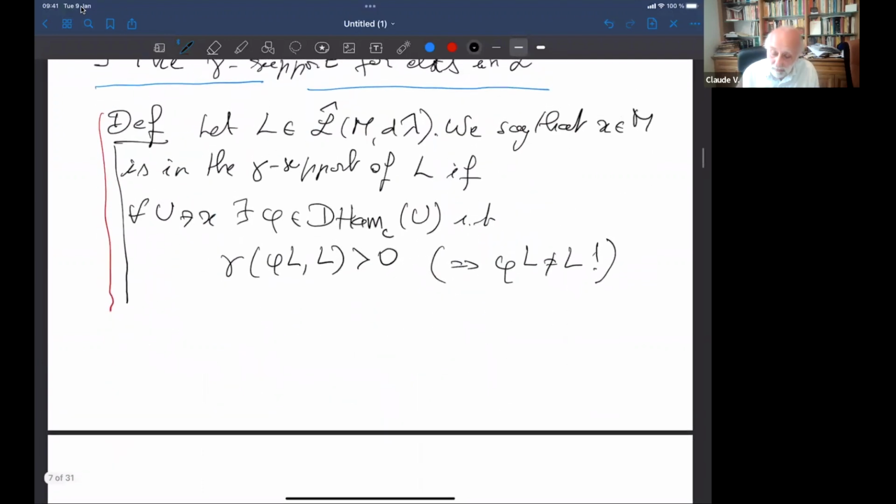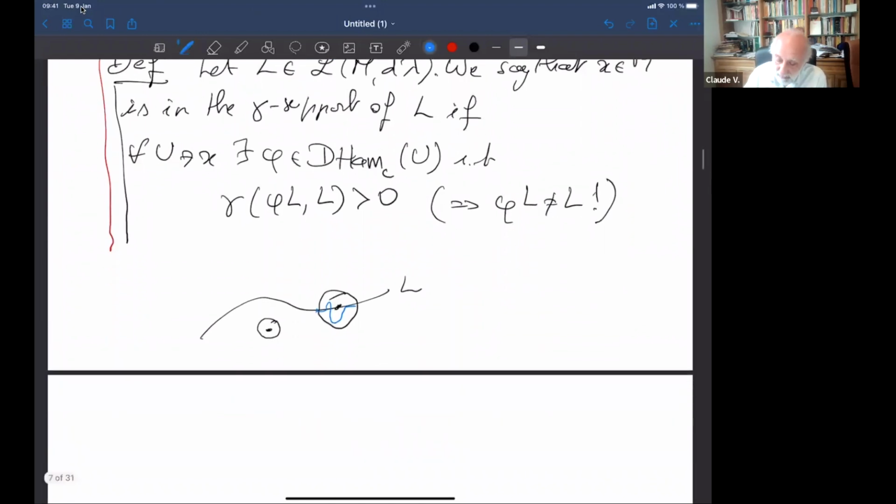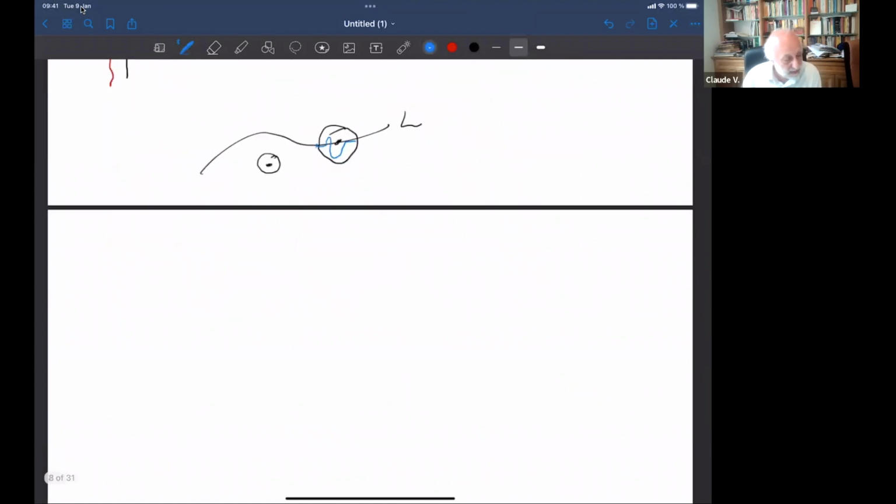So it's quite clear what one means if you have a smooth Lagrangian L here. If you take a point here, you take a neighborhood, you take maps which are supported in this neighborhood, you apply this map to L, it's not going to move L. While if you are here, you just take a neighborhood and then you can modify L to get something like this, and the blue one will be at a certain distance from the black one. So you get actually a different Lagrangian. Of course this is for a smooth one, but you just take the same definition as for elements in L hat.